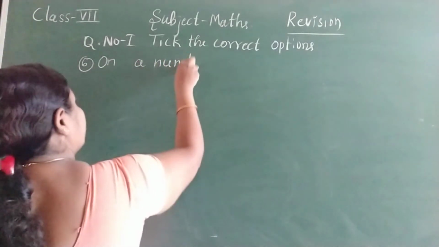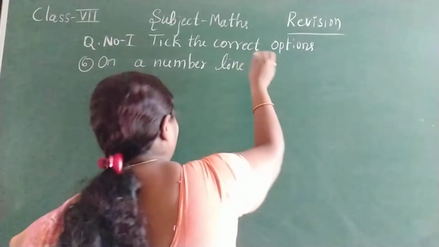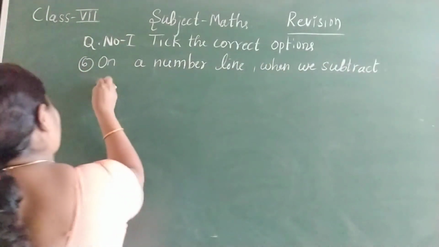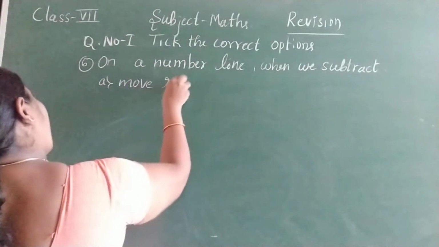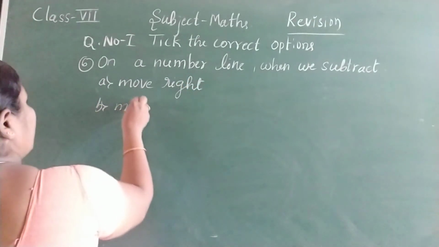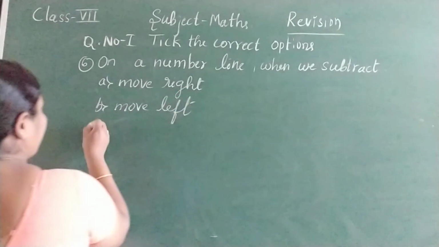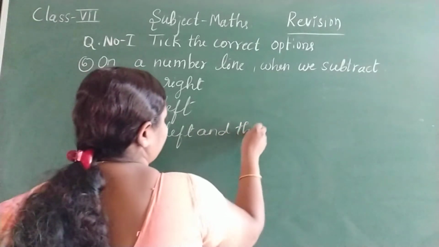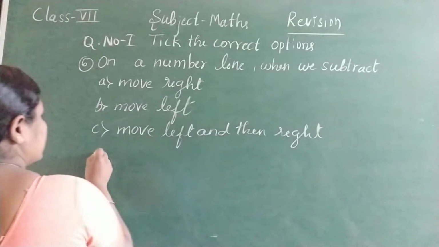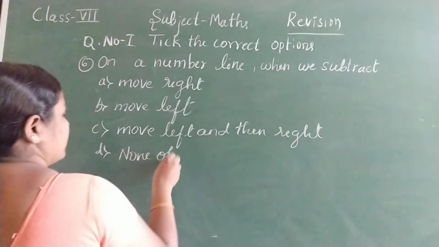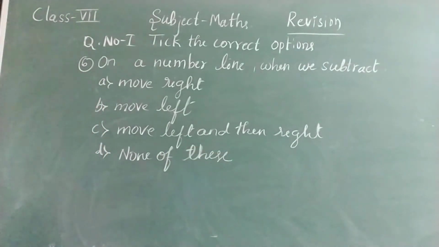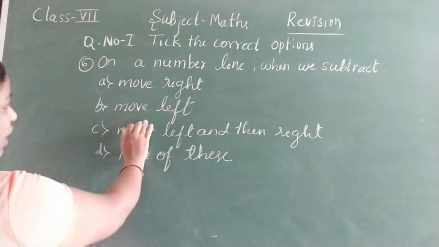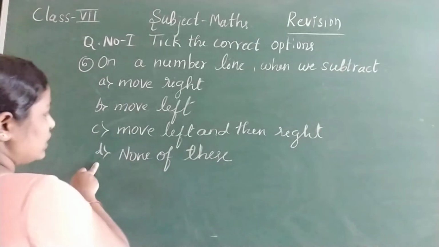On a number line, when we subtract, option A, move right; option B, move left; option C, move left and then right; option D, none of these.